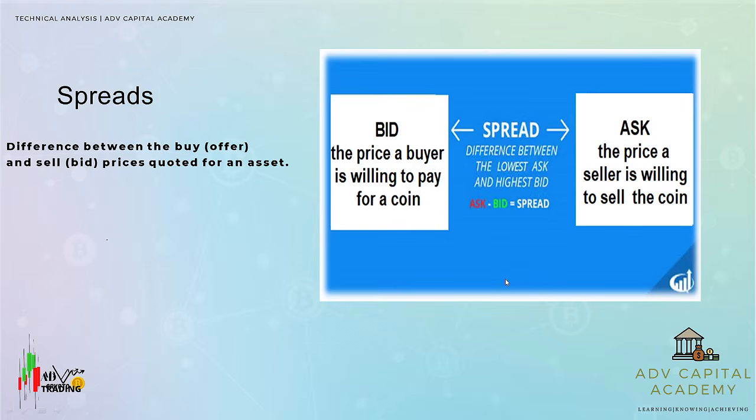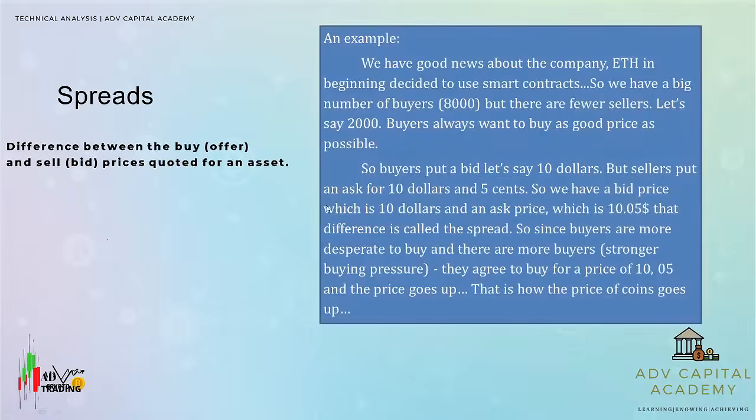In market relations, the buyer sets the price they want to get a coin for, while the seller sets the price they want to sell a coin for. And here's an example. We have good news about the company. For example, Ethereum in the beginning decided to use smart contracts. So we have a big number of buyers, 8,000, but there are fewer sellers, let's say 2,000.